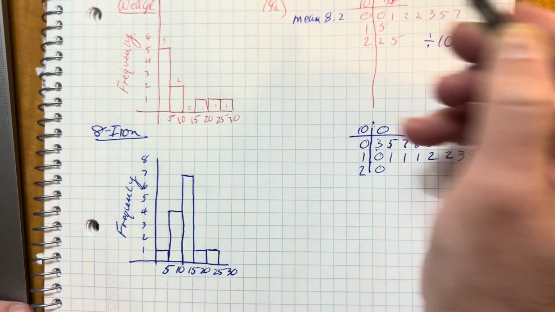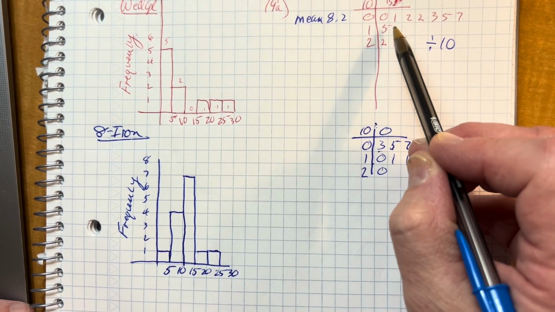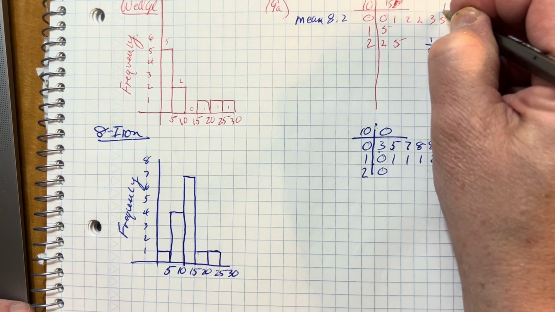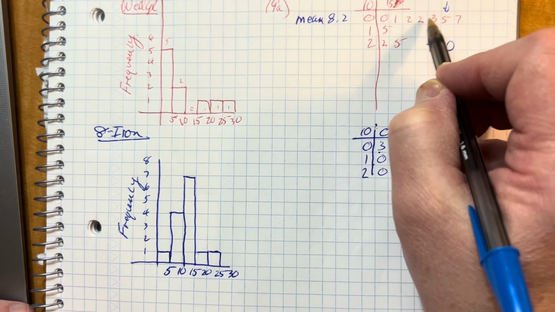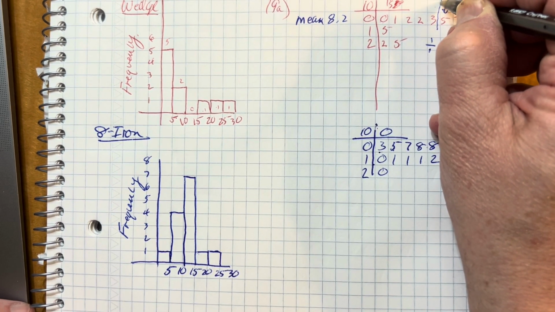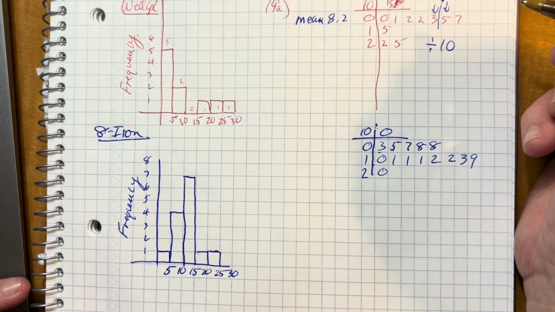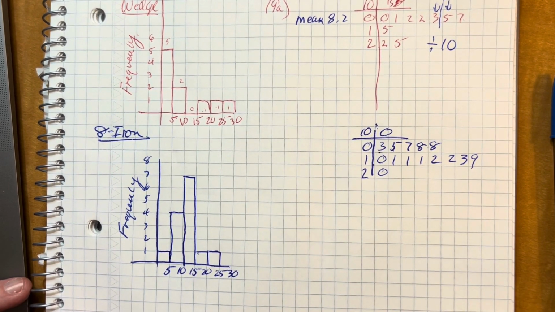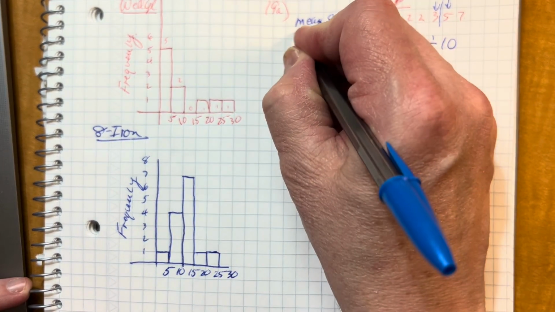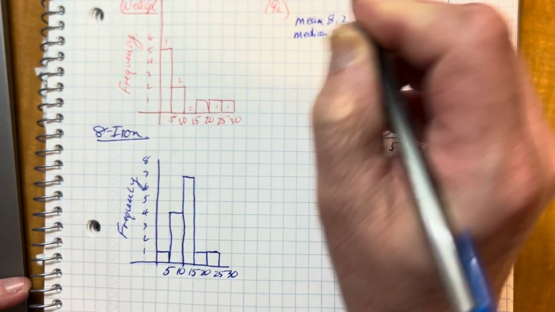Okay, mean is 8.2. The median, if we count 1, 2, 3, 4, 5. Here's the 5th one. 1, 2, 3, 4, 5. Here's the 5th one. So the median is right there. What is the average between 3 and 5? It's 4. So what we're going to do is we're going to come over here to say our median is 4. Okay?